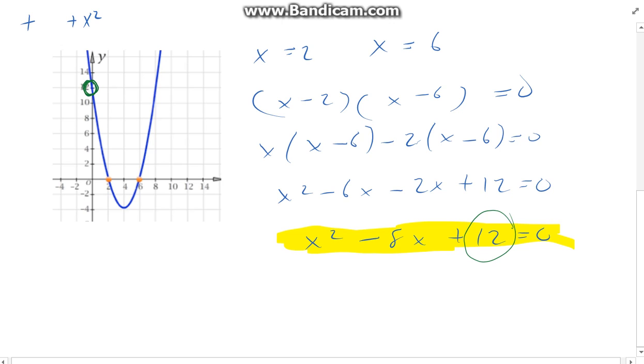And that's it. So just to be aware, they could just say to you, find the equation when the roots are 2 and 6. The exact same question as what we've done here. We've just seen it visually. So roots are 2 and 6. That's x equals 2, x equals 6, and then go about finding your factors and the equation.